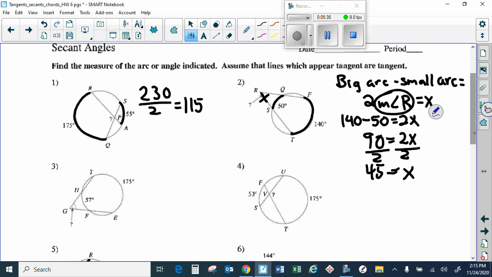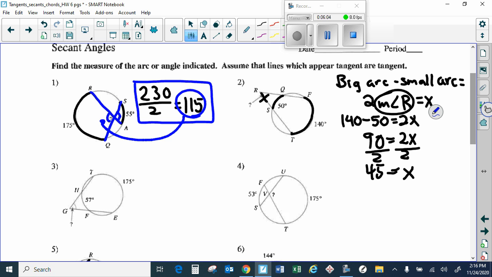Secant angles. Okay, notice these two chords, which if you extend them, would be secants, but through the circle they're just called secant angles. To find the angle here, which is going to be equal to that angle there, I take the sum of the two intercepted arcs, that's the 175 plus the 55, and divide by 2. And there's my work right there. So I get 230 divided by 2 is 115 degrees. So 115 for that angle and that angle, since they're vertical angles.